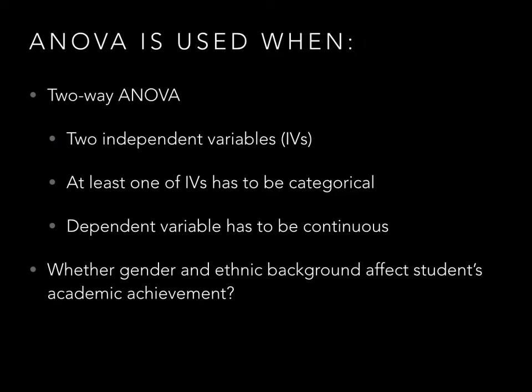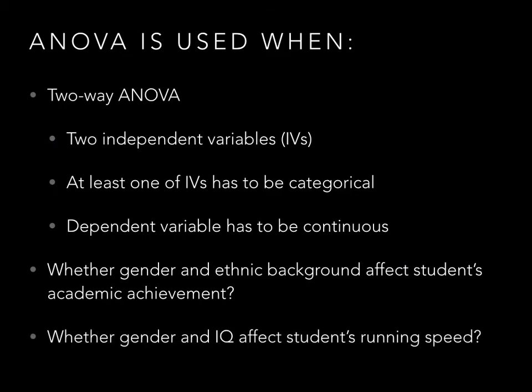Here's an example: whether gender and ethnic background affect student academic achievement. So we have two independent variables here. One is gender, which will be female and male. The other one is ethnic background. It can be, like the last example, Asian, Caucasian, African. And the dependent variable is academic achievement, which is a continuous one.